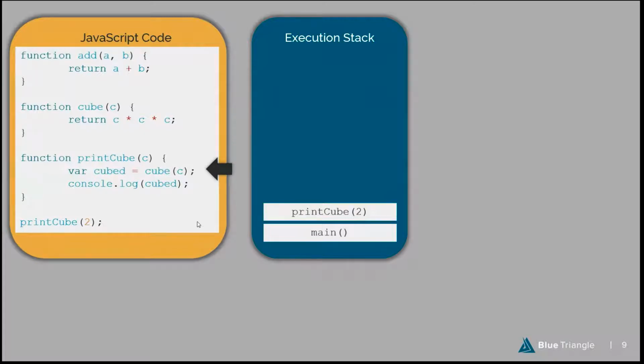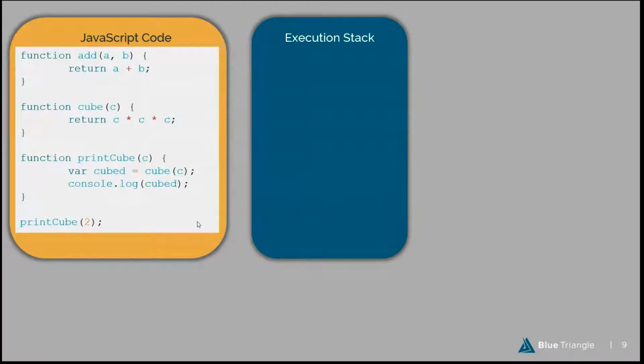So that's console.log cubed. So the console log happens and console.log gets pushed onto the call stack. That's another piece of code execution that executes. So the console.log will print whatever the result of that function was. Print cube then gets pushed off the call stack as well. And then finally, main leaves the call stack.